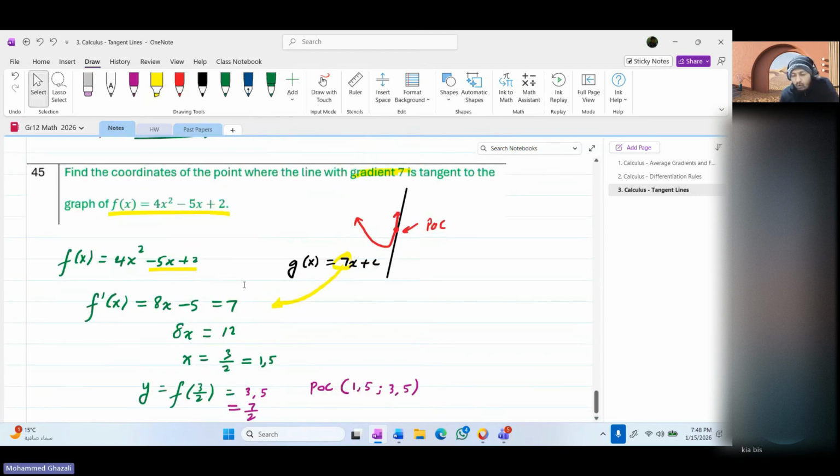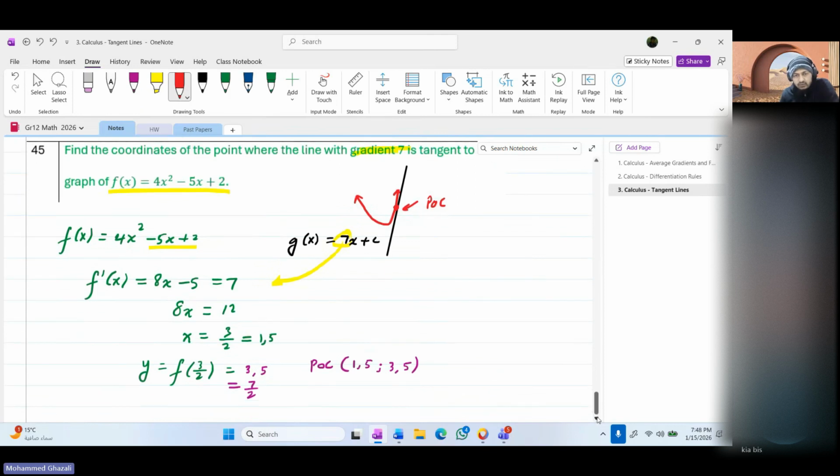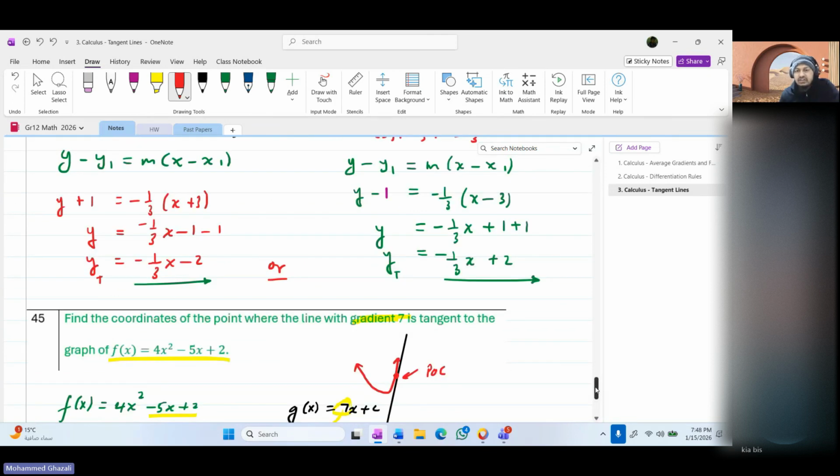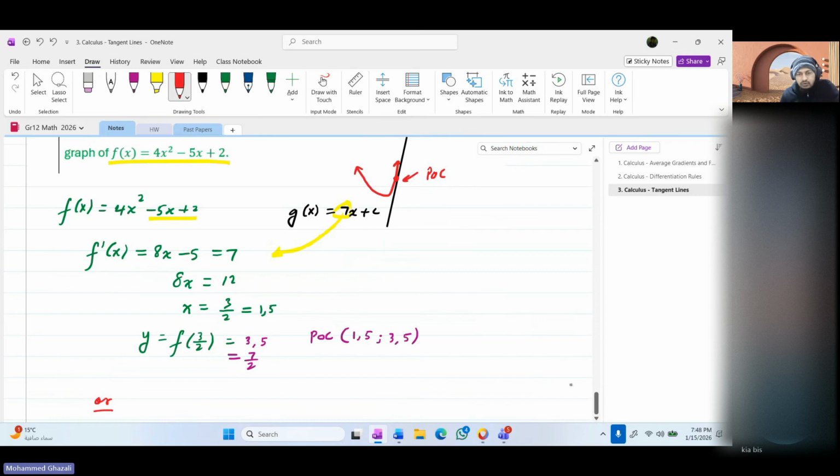Now, this was one method. Or, what's the other method? Let's see if delta works. Remember, delta only works with a quadratic function and a tangent line. That's it, because you're only going to have a single point of contact. So we know we can say f of x is equal to g of x.